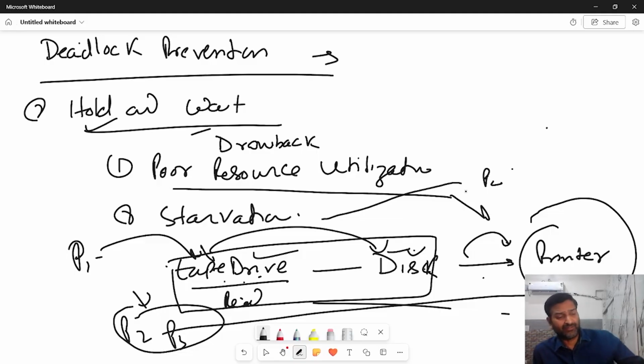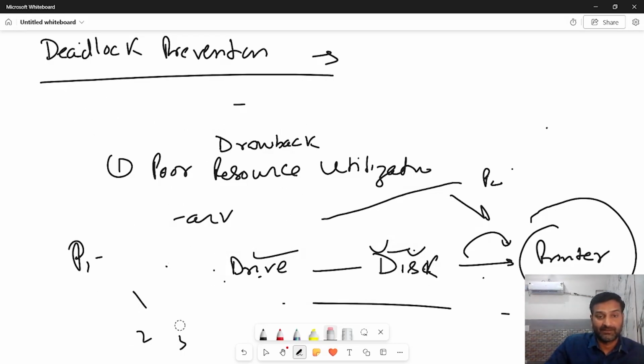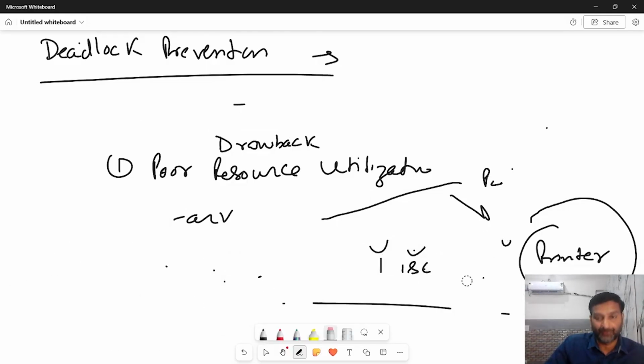Fine, because they are holding all the resources all together at the very beginning. This is the reason why it is poor, that is a poor resource utilization, and why the other processes are starving for some resources.